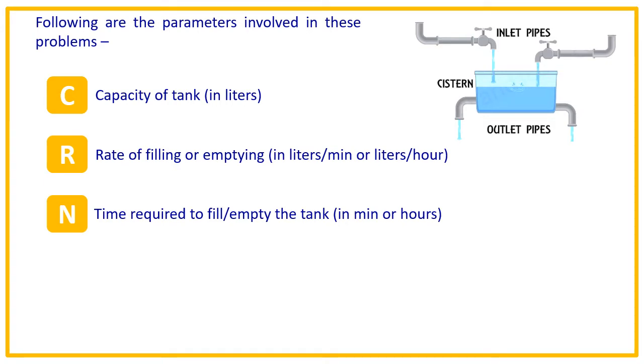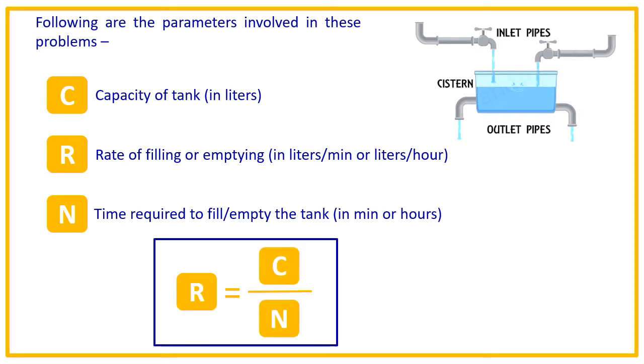What relation we can build between these three variables? Rate of filling or emptying is equal to capacity of the tank divided by time required. R is equal to C by N, or N is equal to C by R, or capacity of the tank is equal to R multiplied by N. The topic of pipes and cistern is only based on these three variables. That's it.